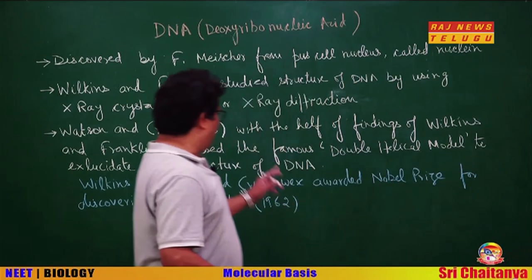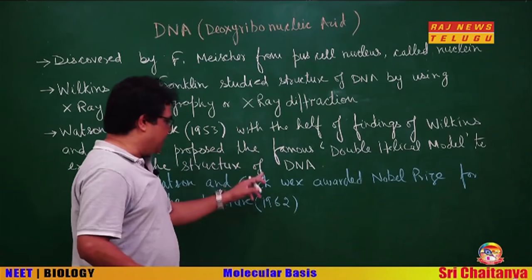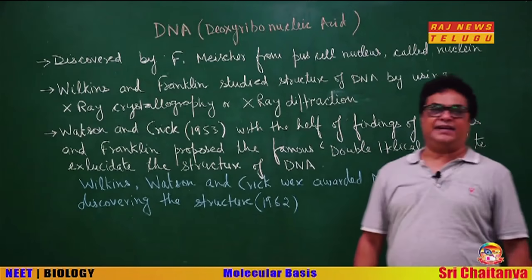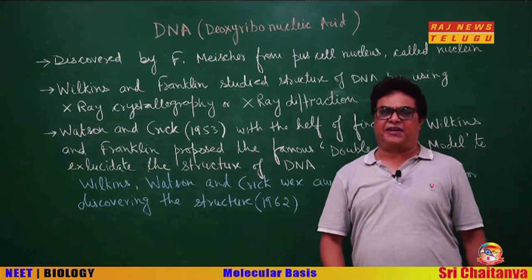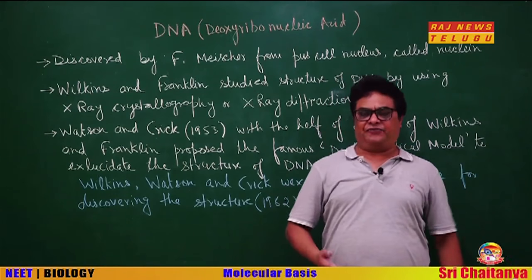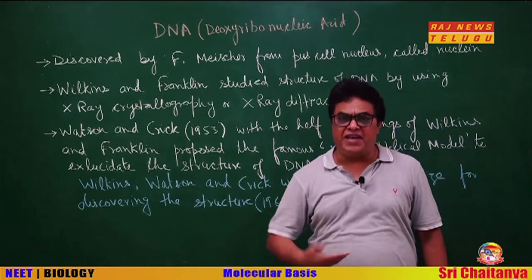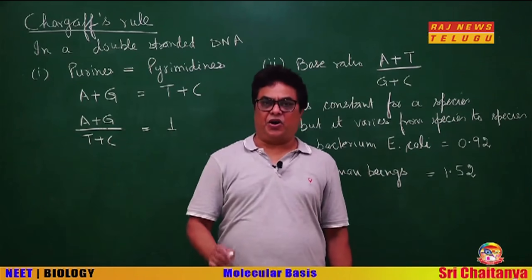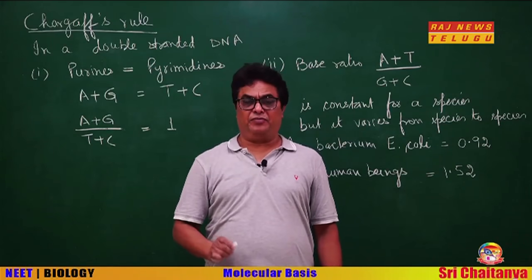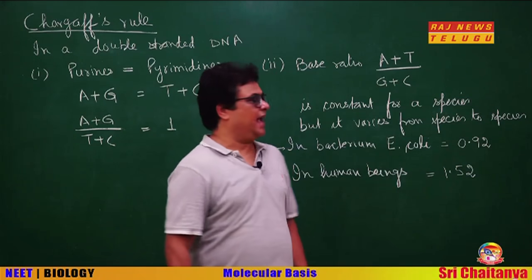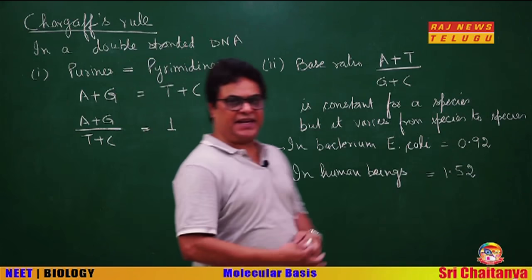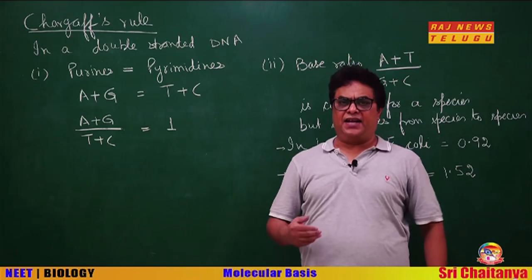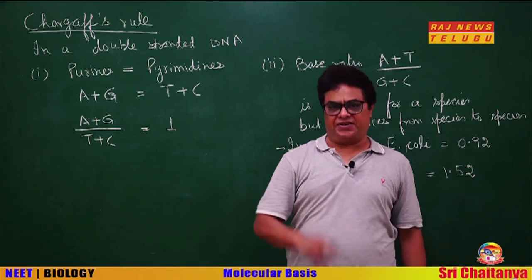Watson and Crick, along with Wilkins, were awarded the Nobel Prize in 1962 for the discovery of the structure of DNA. It was thought to be one of the major discoveries of this century. Watson and Crick also got help from the work of Erwin Chargaff. He studied double-stranded DNA and he gave two general principles.